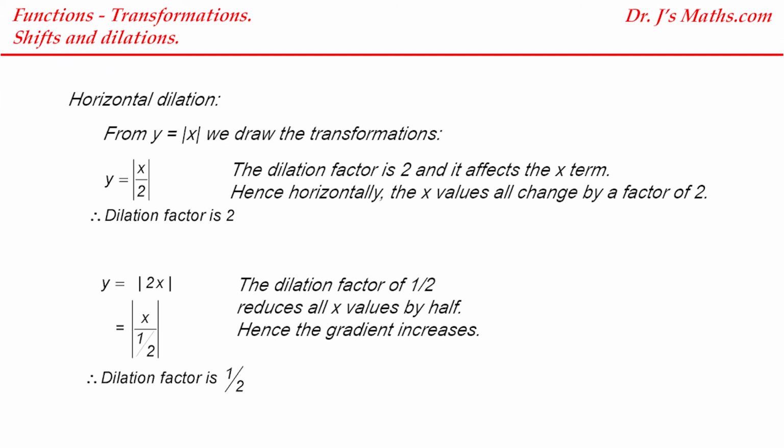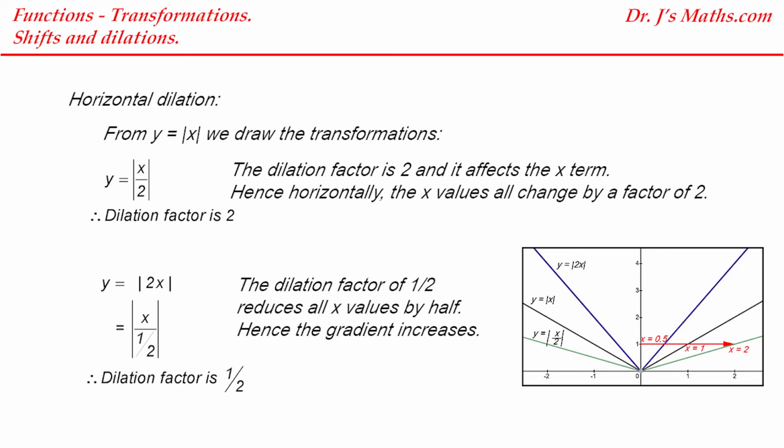If, however, we wrote the absolute value of 2x, then putting that in the normal form, we can have the absolute value of x divided by 1/2. So the dilation factor is 1/2, and so that's going to reduce all the values of x by a factor of 2.